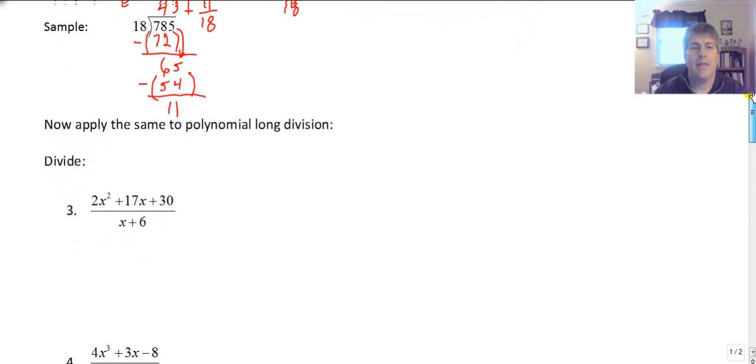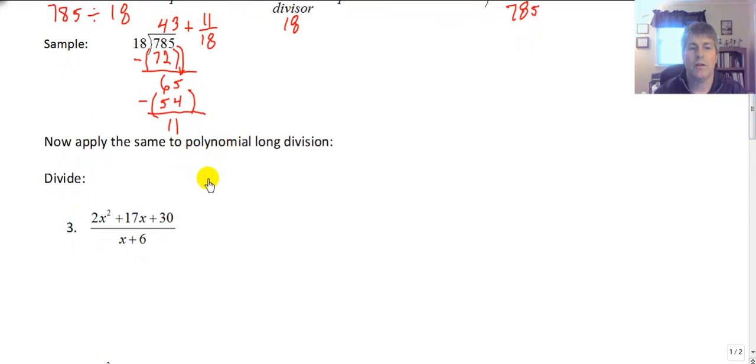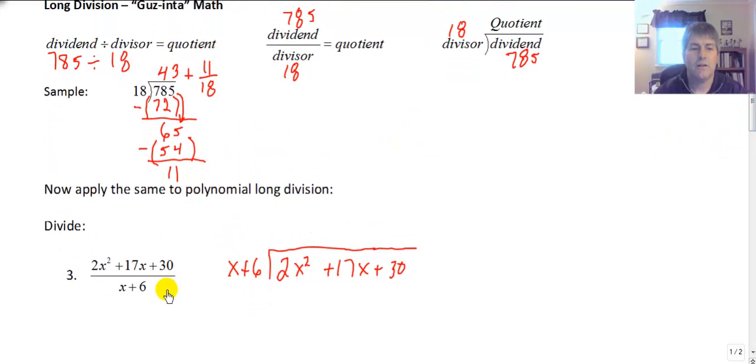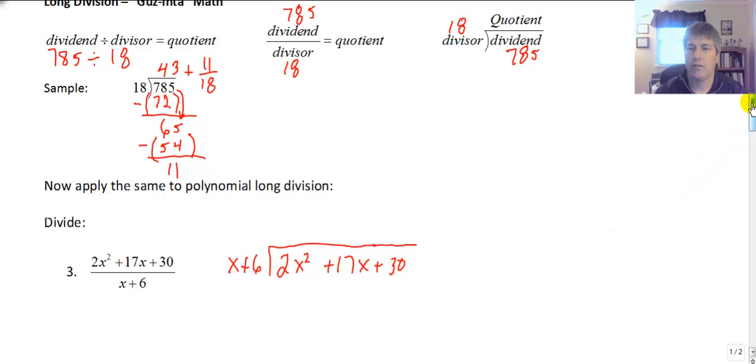So now let's apply that same concept to polynomial long division. We want to divide 2x squared plus 17x plus 30 by x plus 6. So let's rewrite this. X plus 6, 2x squared plus 17x plus 30. So our divisor is x plus 6. Our dividend is 2x squared plus 17x plus 30.